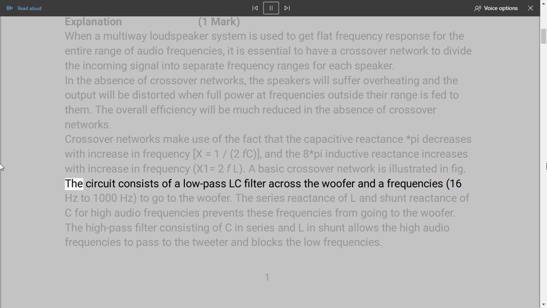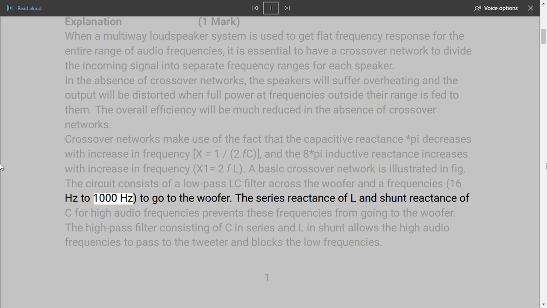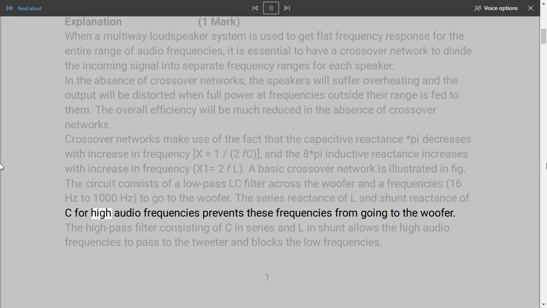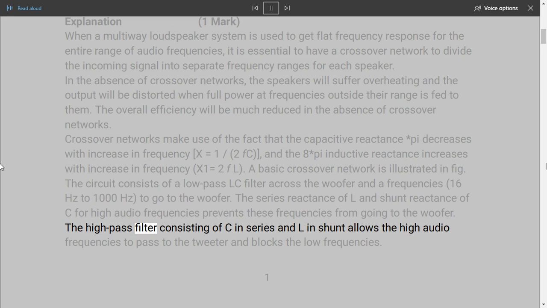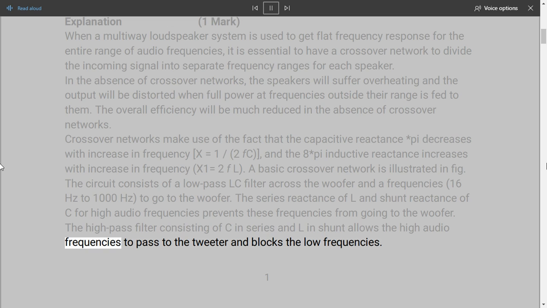The circuit consists of a low-pass LC filter across the woofer, allowing frequencies of 16 Hz to 1000 Hz to go to the woofer. The series reactance of L and shunt reactance of C for high audio frequencies prevents these frequencies from going to the woofer. The high-pass filter consisting of C in series and L in shunt allows the high audio frequencies to pass to the tweeter and blocks the low frequencies.